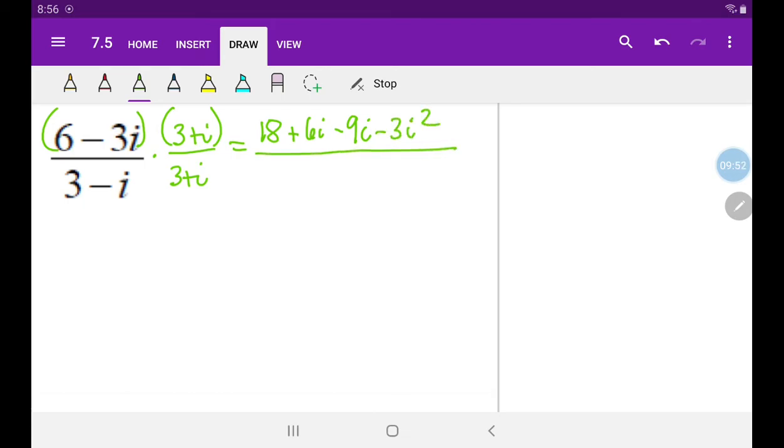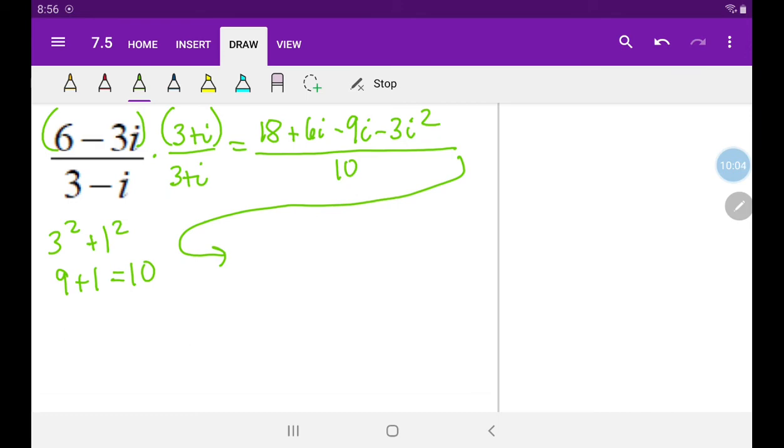Okay, and then down below we use our shortcut. So we have 3 squared plus 1 squared. So 9 plus 1 is 10. So 10 is my new denominator. Okay, we'll kick this down here and combine like terms.